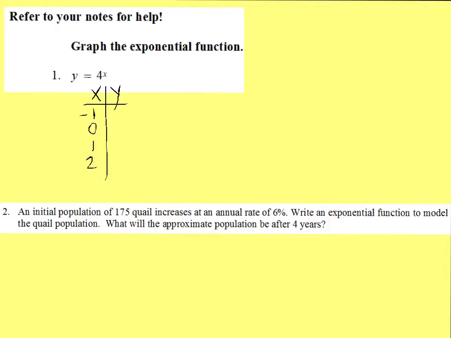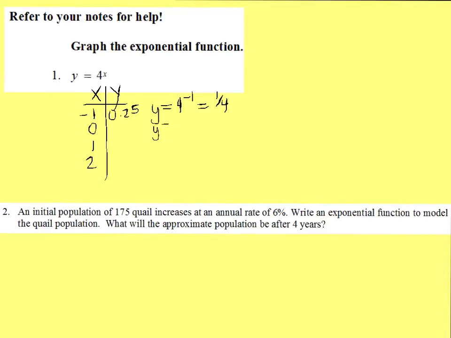Alright, so now all I have to do is plug each value into my function above. So y is going to equal 4 to the -1. And remember, negative exponents flip it, so this is really equal to 1/4. And as a decimal, that's 0.25.